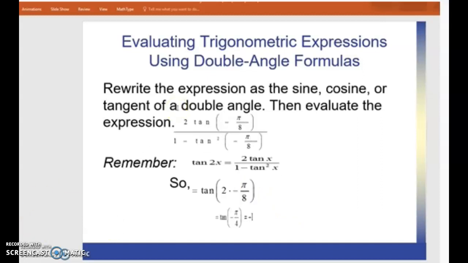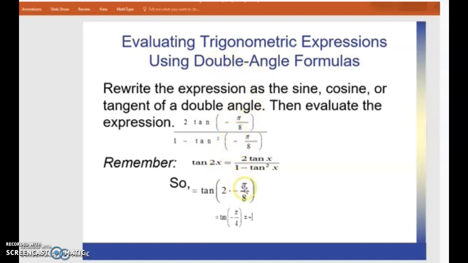Moving on to another example. This example is 2 times the tangent of negative pi by 8 over 1 minus the tangent squared of negative pi by 8. As you can see, this original problem is identical to the right-hand side of one of our double angle formulas for tangent. So, we can evaluate this expression by rewriting it as the tan of 2x. Of course, x is our angle measurement with our double angle formulas.